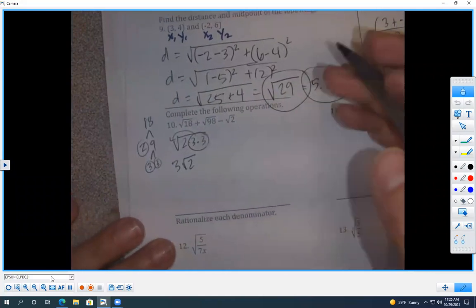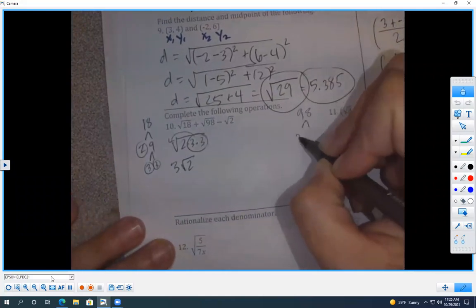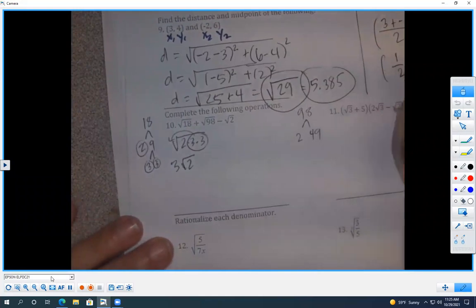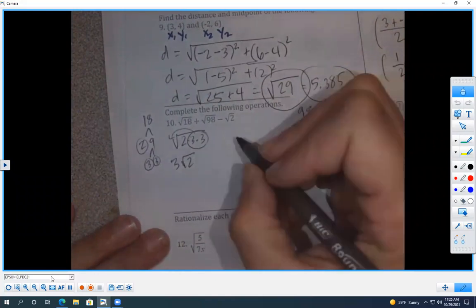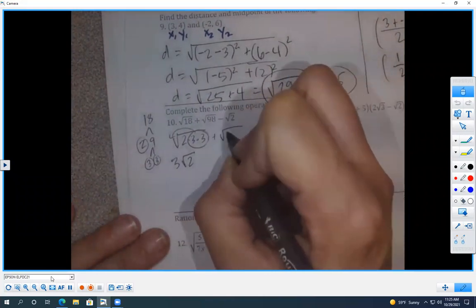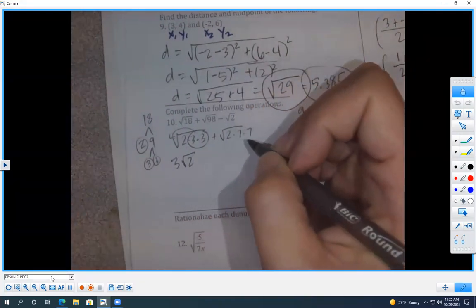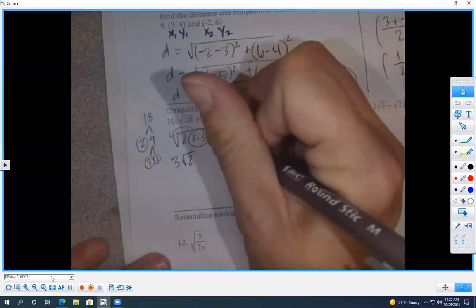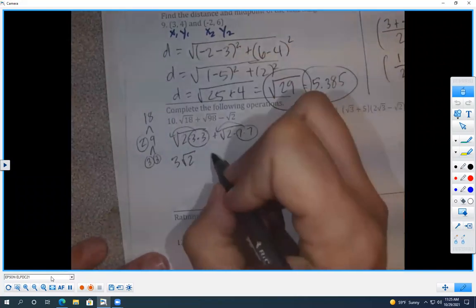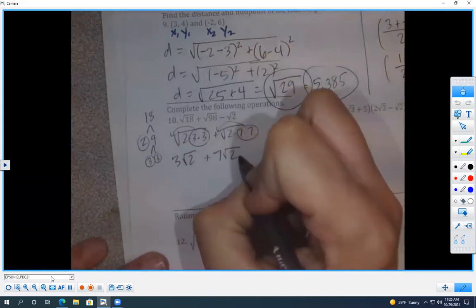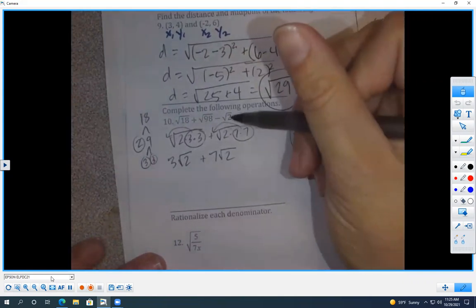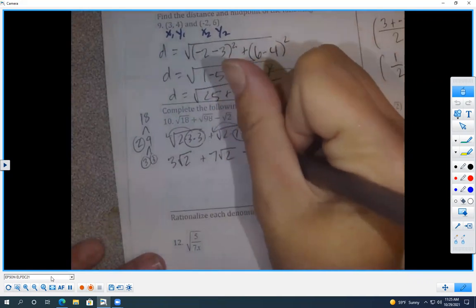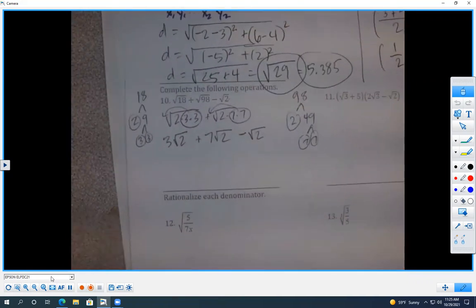98, same idea. I need to break down 98. 98 is 2 times 49. 49 is 7 times 7. So this becomes 2 times 7 times 7. You can take out the 7's, and you get plus 7 times the square root of 2. And then minus the square root of 2. It's just minus the square root of 2. I can't break that down anymore.